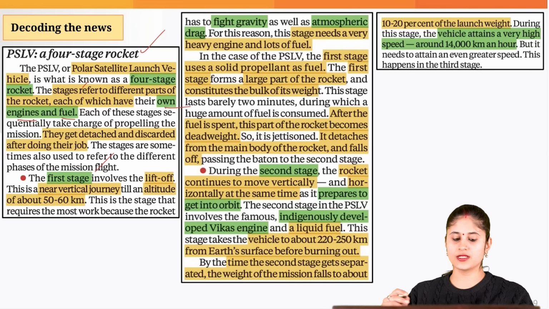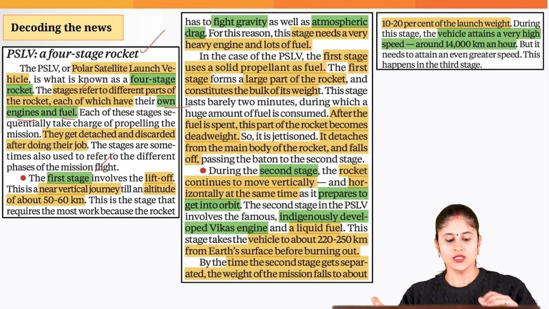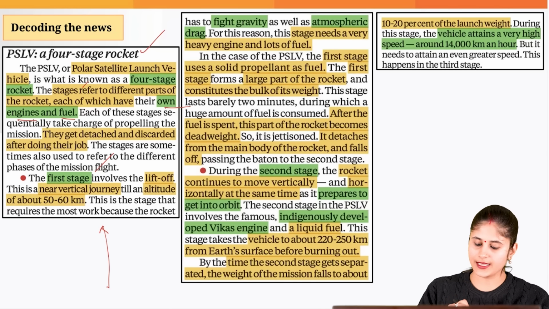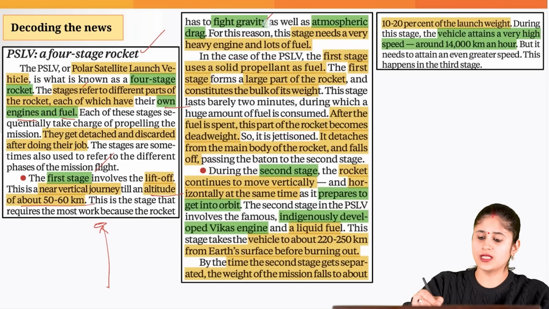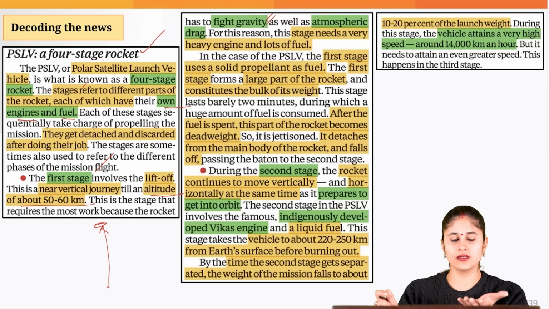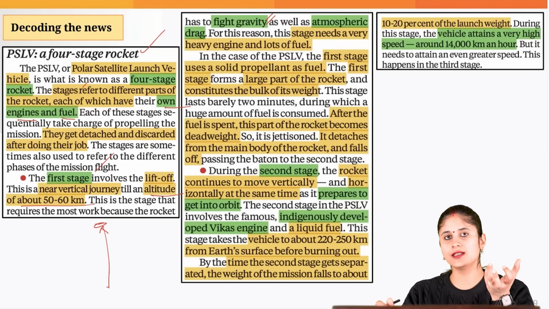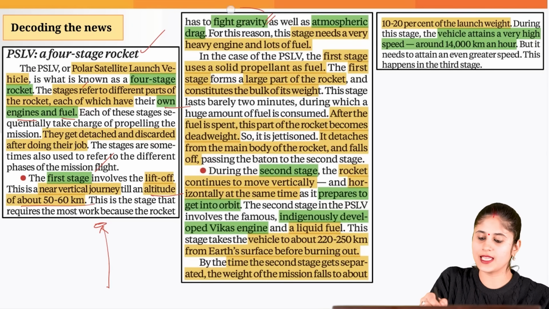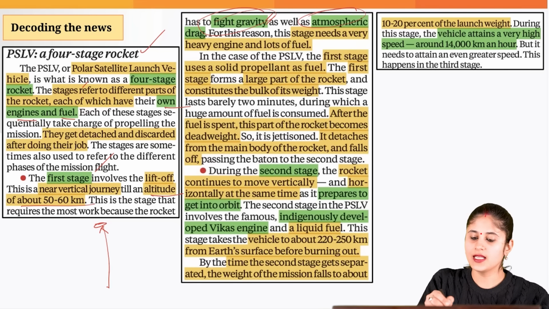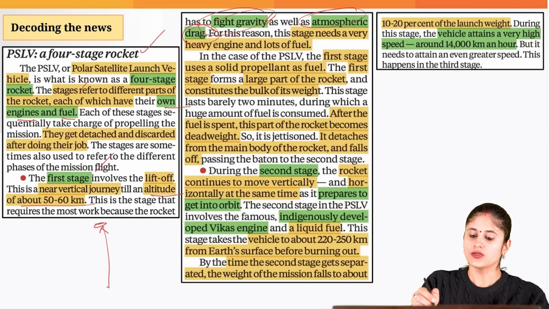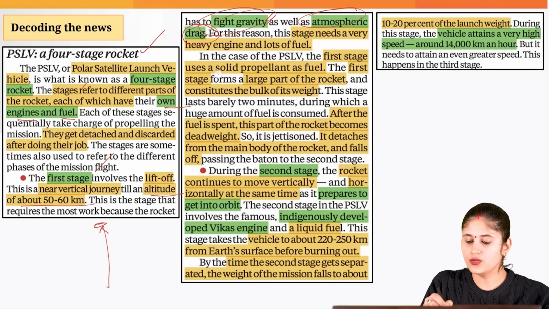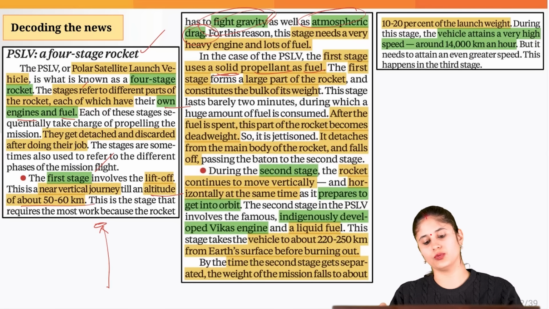So when you talk about the first stage, this is the lift off stage. It would be doing a vertical journey like this and it would take the rocket to an altitude of 50-60 km. So this much energy is needed when the rocket has to lift off. It needs higher energy, only then it would be able to escape the Earth's gravity as well as the atmospheric drag. It also has to resist that. So that is the reason at the first stage we use solid propellant as fuel.